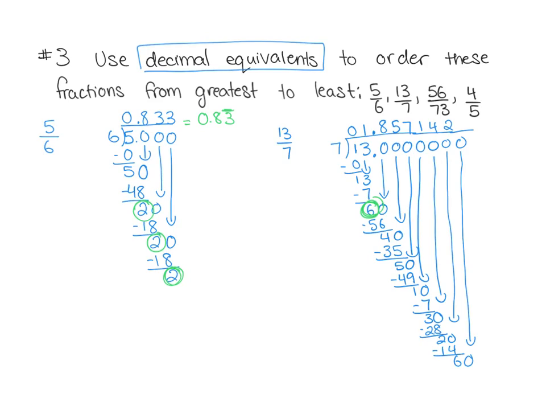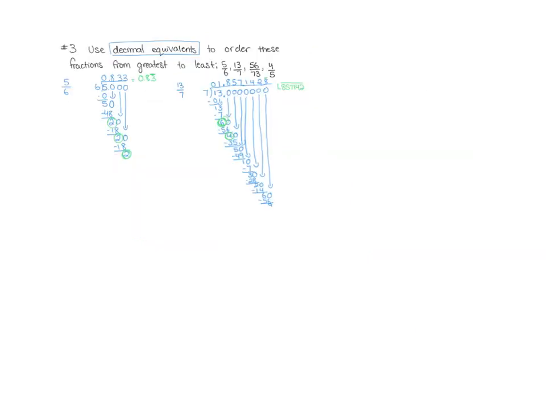So it goes into 60 8 times, which gives you 56, which leaves you with 4. Oh, well, that's also the same here. So at the 8, it's going to start repeating. So this would give you 1.857142, and then it'll start repeating again from the 8. So I've just made this smaller, so I have space to do my next ones.